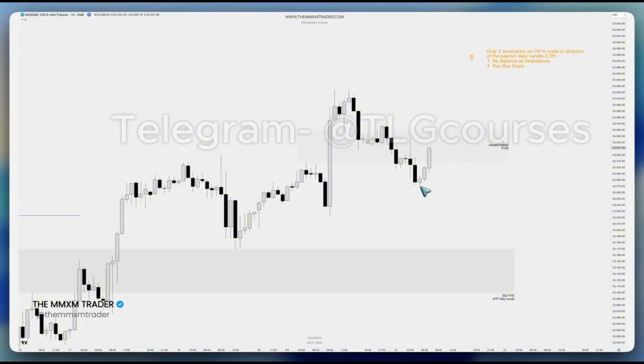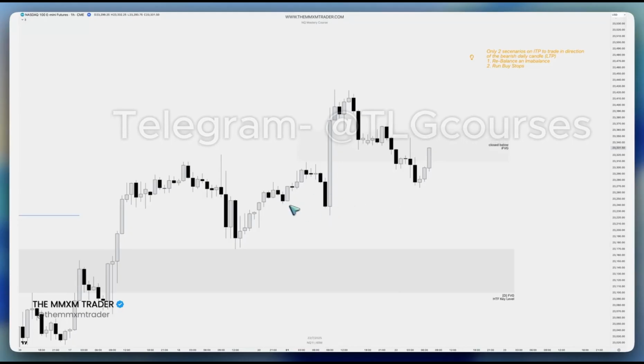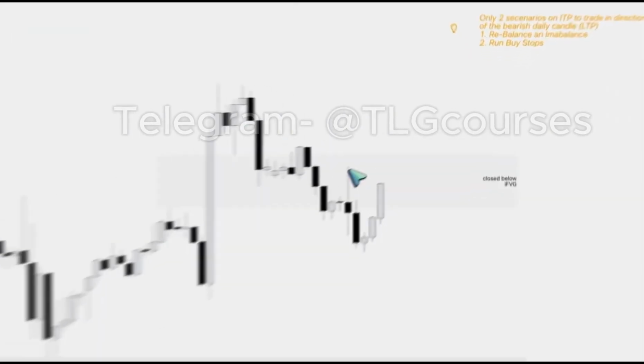You guys should remember this example from deferred delivery. We run out the low here, accumulate the stops, closed above. This order block should cause it to do what? Run out buy stops.